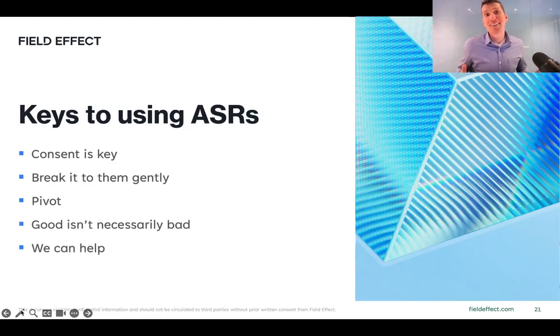So here are my takeaways from doing a couple of presentations to people on ASRs about what works, what doesn't, and what the keys to using them are. The first one, and I think the most important, is that consent is key. If you're looking to drop an attack surface report on somebody who hasn't requested one, generally speaking, the conversation doesn't go well. So I would encourage you just to offer it up, see if they want it, and it usually makes things go a whole lot smoother.